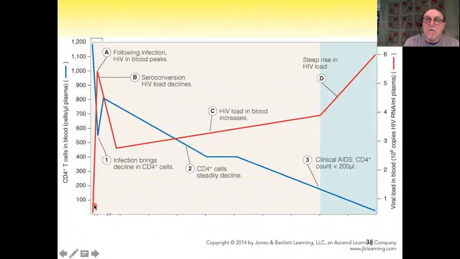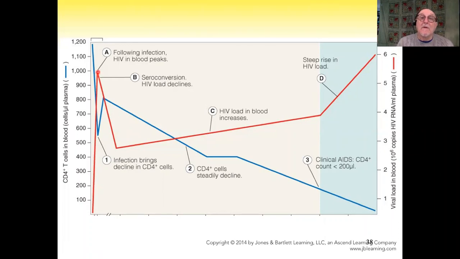So here's the course of the events. This person has not been exposed previously. So they haven't been exposed. Now they get exposed to the virus. And actually, the initial infection is an acute infection.